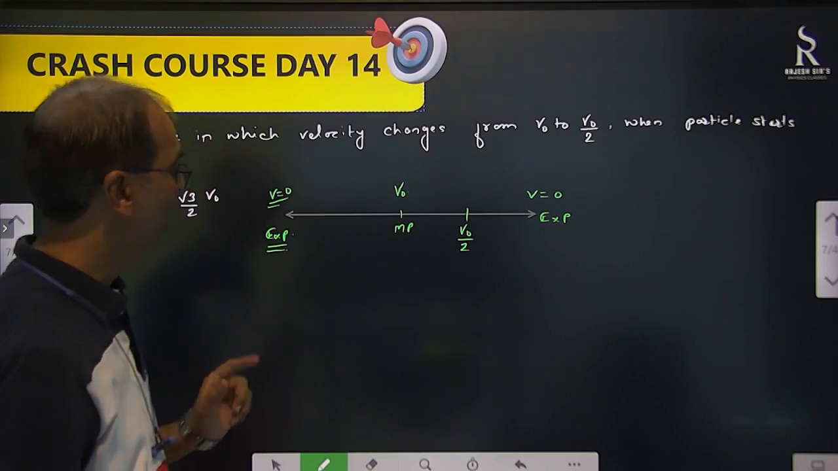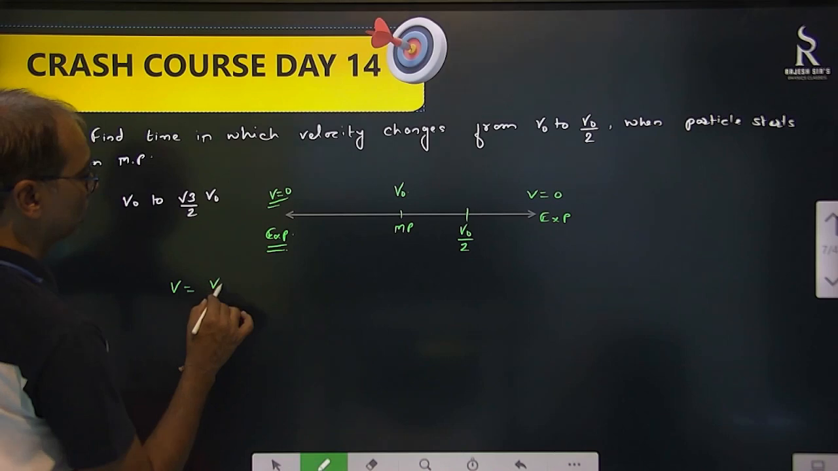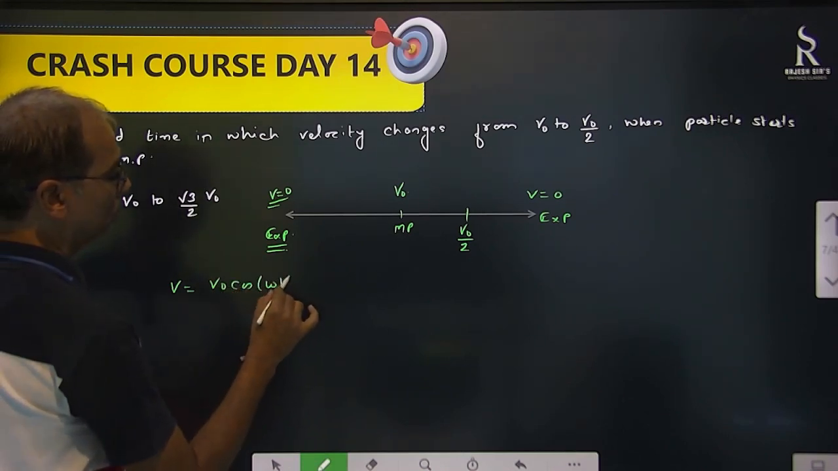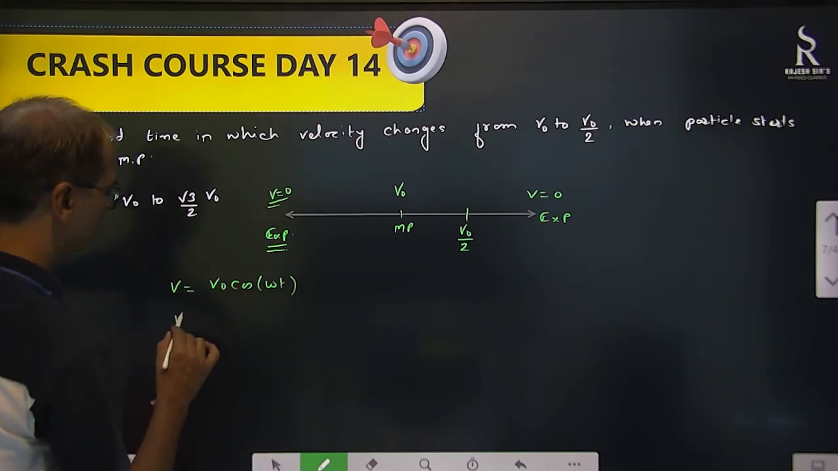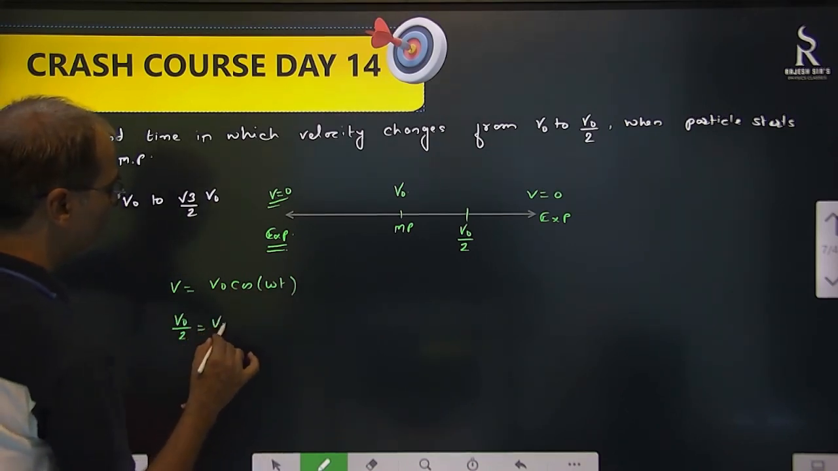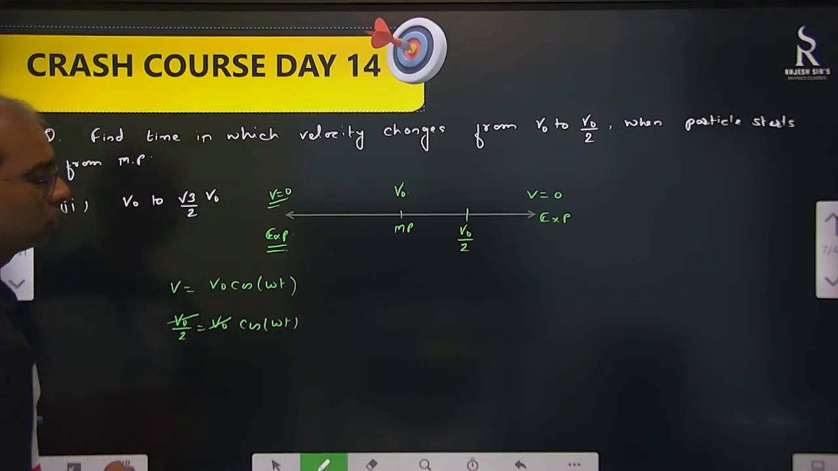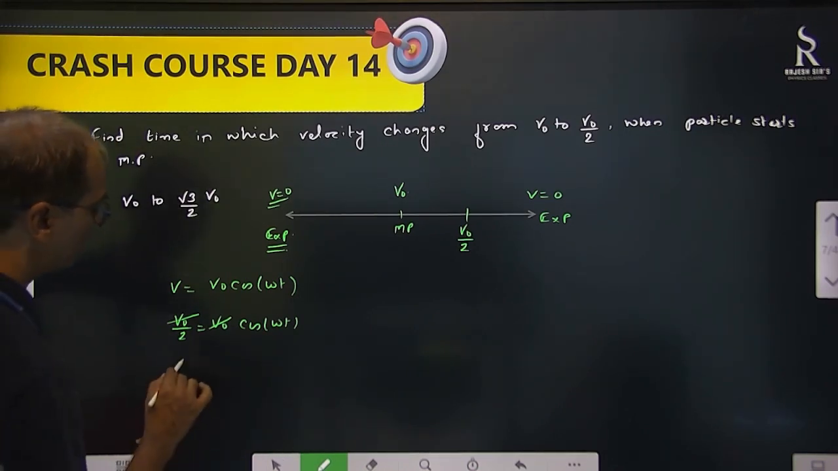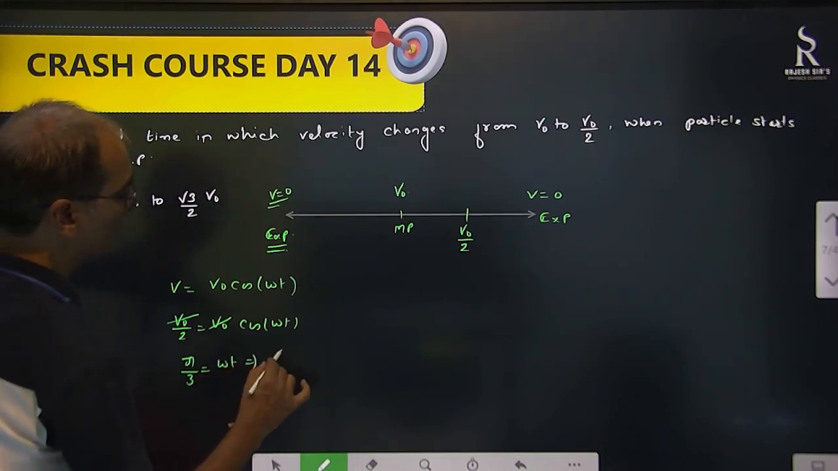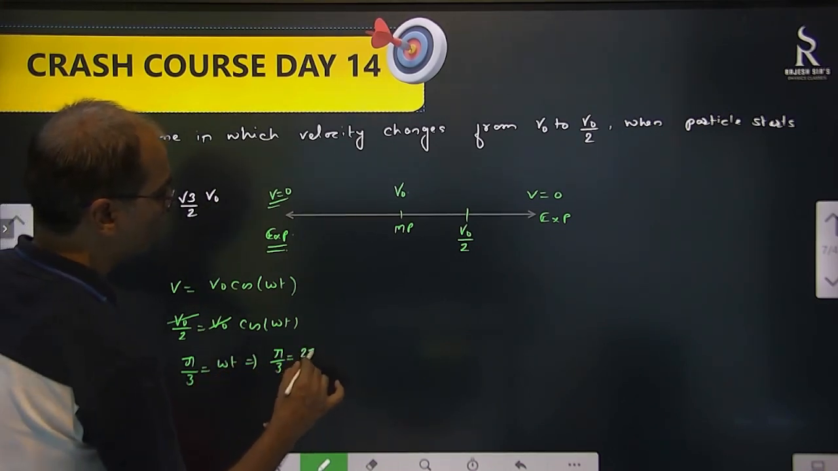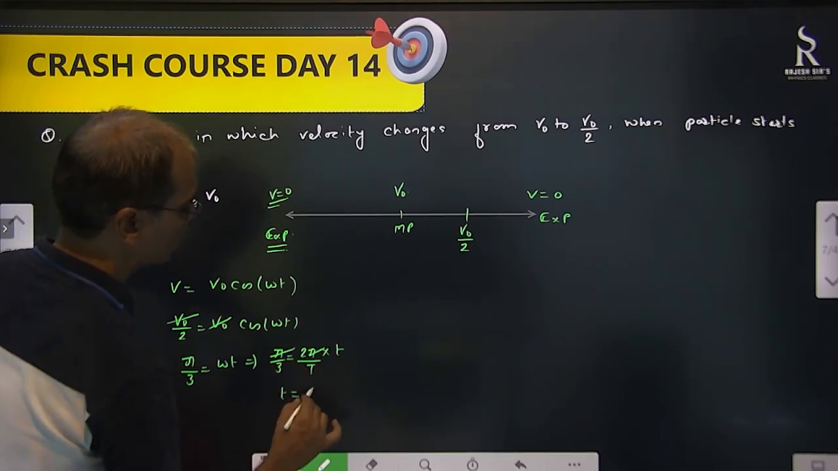Velocity is represented by a cos function. V we write like this. Put it here: v naught by 2 equals v naught cos omega t. Cos inverse 1 by 2 means 60 degrees. 60 degrees means pi by 3. Pi by 3 equals omega t, or pi by 3 equals 2 pi by T into t. Pi gets cancelled. So t equals T by 6.